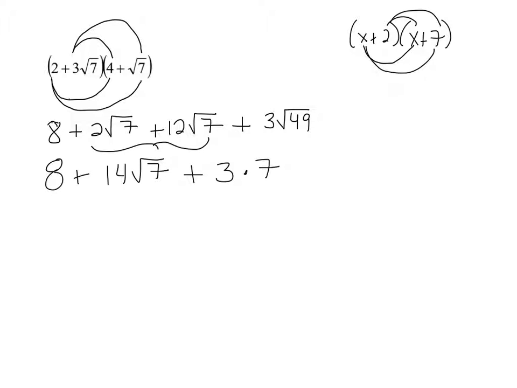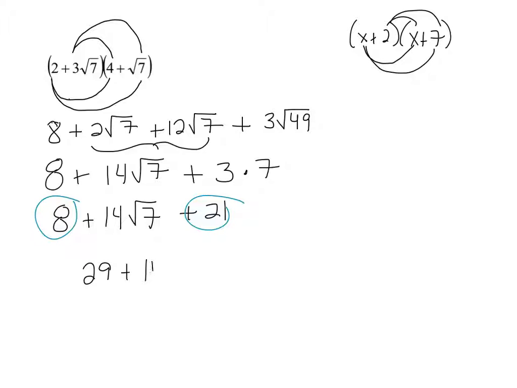So this is 8 plus 14 radical 7 plus 21. So again, we have like terms because these are just 8 and 21. They're just numbers. So I can put those together. So I get 29 plus 14 radical 7.